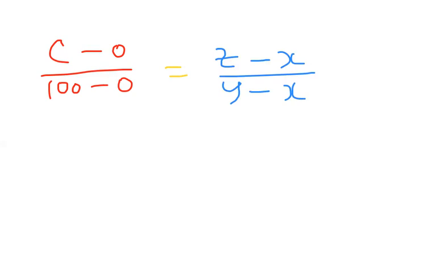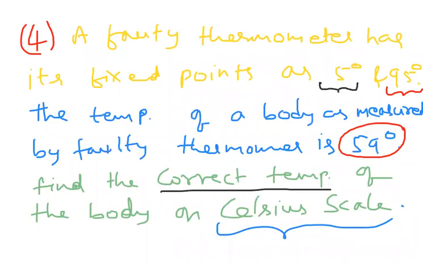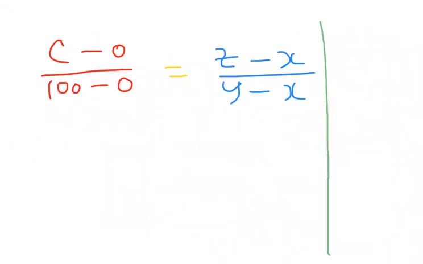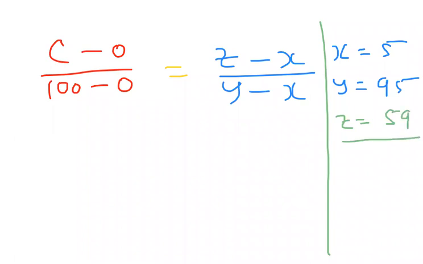From the given data, what is the X value, the Y value, and the Z value? X is 5, the lower fixed point. Y is the upper fixed point, 95. Z is the reading on the faulty thermometer, 59. So 5, 95 and 59, let me put the data here. X is 5, Y is 95, and Z is 59. Now we want to find the correct value, that is C.